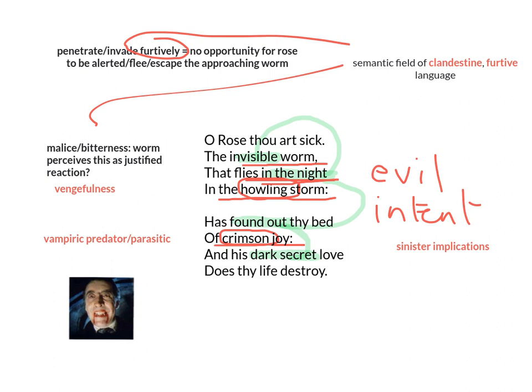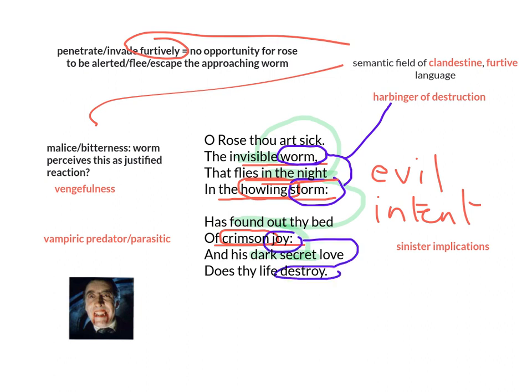So here in our ABCB rhyme scheme, we have the half rhyme of worm and storm, reinforcing how this worm clearly is some kind of harbinger of destruction. It's arriving here with destructive intent. And also, of course, in the second stanza, you have your rhyme of joy and destroy. So that's lending itself to that malicious glee. Dracula is obviously a predator. So we're looking at crimson here, which obviously lends to that vampiric idea of blood and destruction.